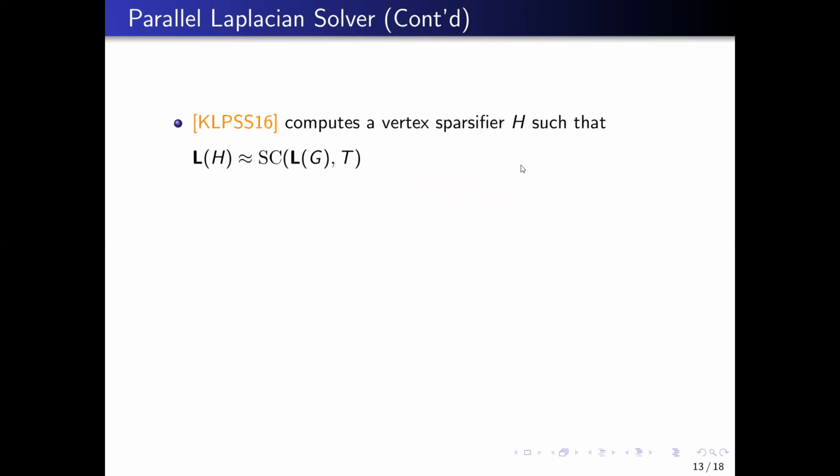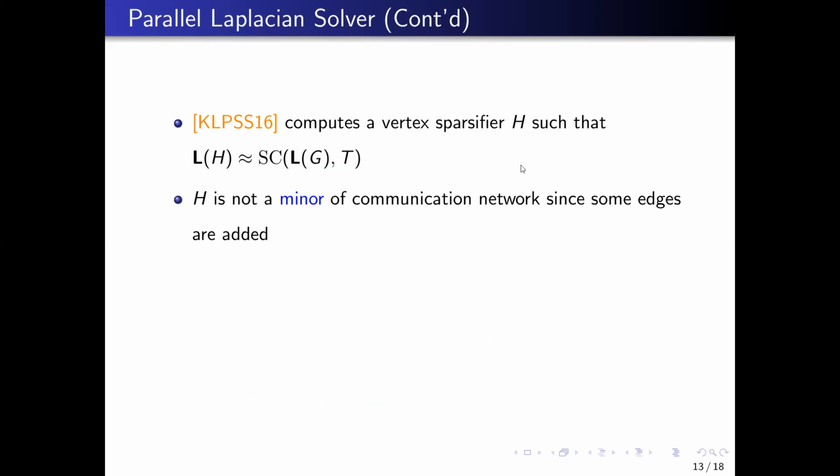In the work of King and others, the vertex sparsifier H satisfies that LH approximates the Schur complement of LG onto T. The problem is that although the approximation works in the algebraic sense, the graph H is no longer a minor of the communication network because some edges are added. This prevents us from implementing this parallel Laplacian solver directly in the CONGEST model.